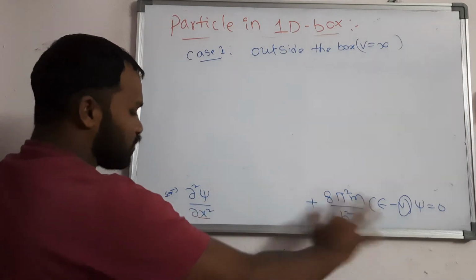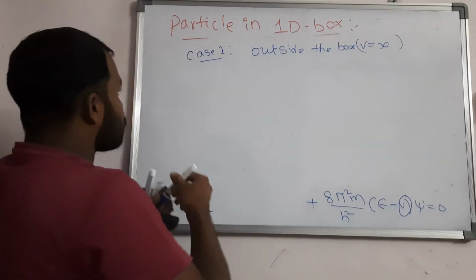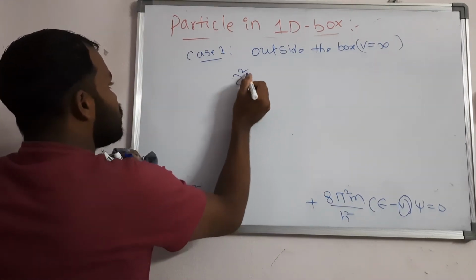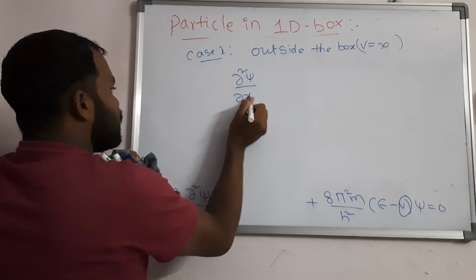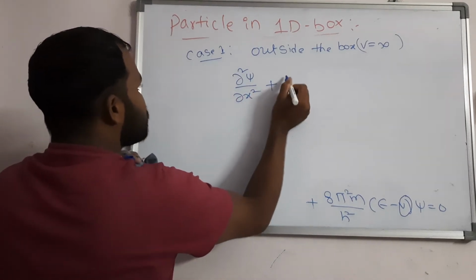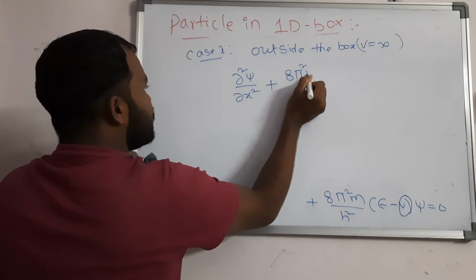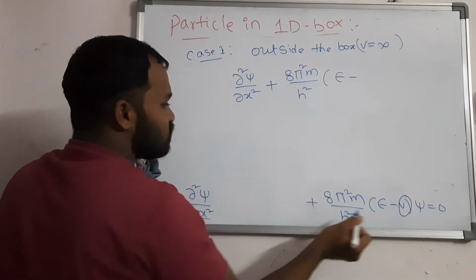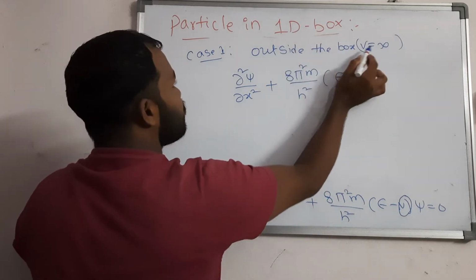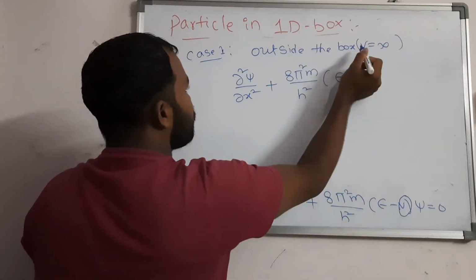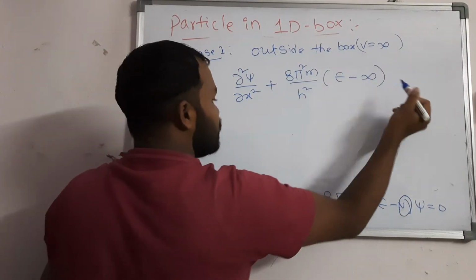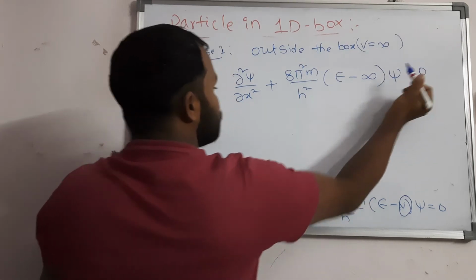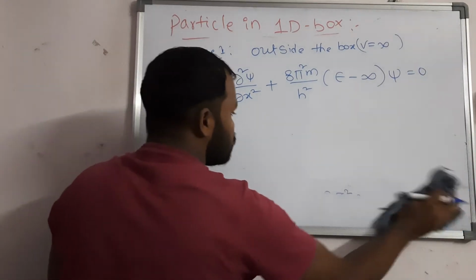So now I am going to write this equation: dou square psi by dou x square plus 8 pi square m by h square into E minus, what is the potential outside the box? V is equal to what? In place of V you should write infinity, into psi, that is equal to 0.